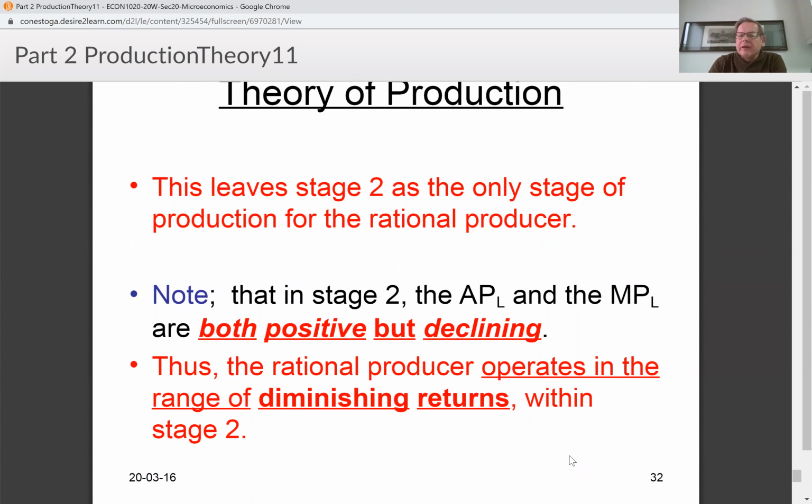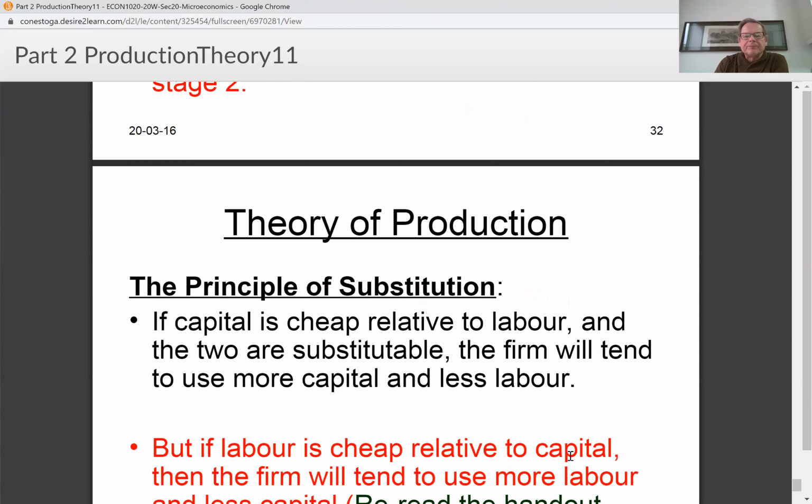Please note that in stage two, the average product of labor and the marginal product of labor are both positive but declining. Remember, the total product curve is increasing at a decreasing rate. Please highlight what's in red. Thus, the rational producer operates in the range of diminishing returns within stage two, ideally again at 5.5 employees.